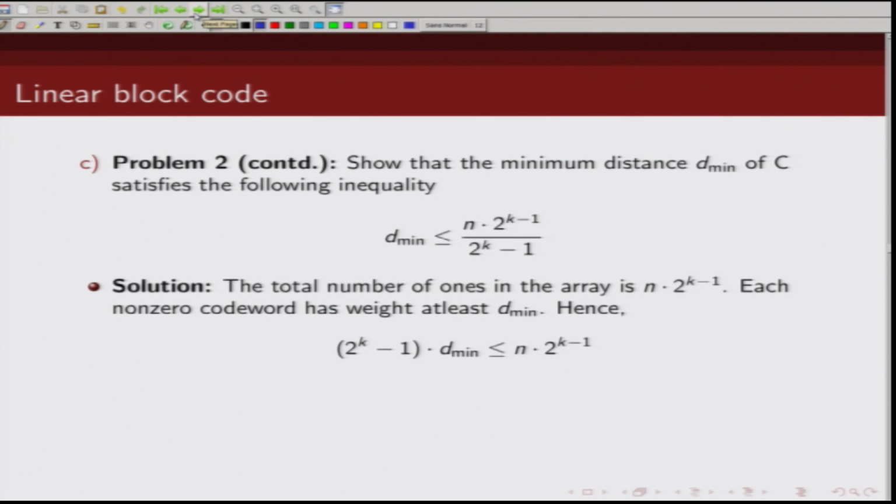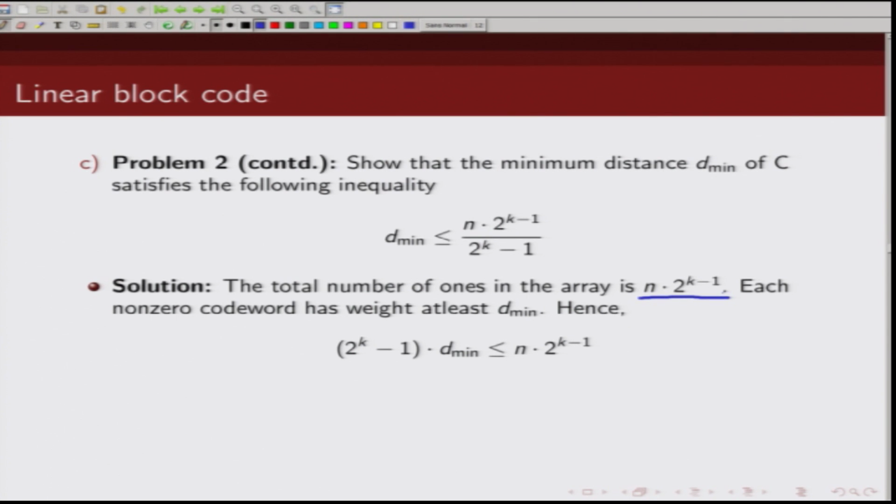So, in the previous section what we did was we arranged these 2^k code words in an array, 2^k cross n, and we showed that each column of this array has 2 raised to power k minus 1 ones and 2 raised to power k minus 1 zeros. So, in this whole array which has n columns, total number of ones is given by n times 2 raised to power k minus 1.